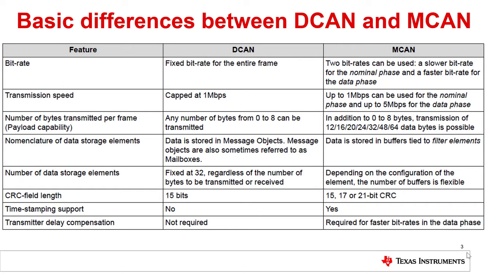Note that it is possible to transmit the entire frame using the same slower bitrate in MCAN, only taking advantage of the higher payload capability. In DCAN, data is stored in message objects whose number is fixed at 32. In MCAN, data is stored in buffers tied to filter elements. Depending on how the filter element is configured and depending on the available memory, the number of buffers can vary. Additionally, MCAN supports timestamping. Now, let us discuss some prominent differentiating factors of MCAN.